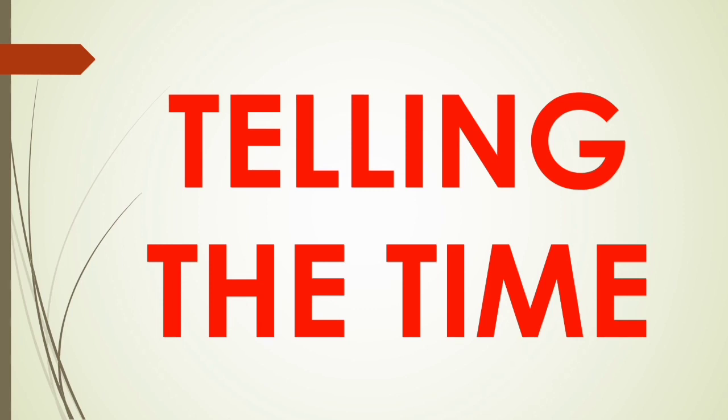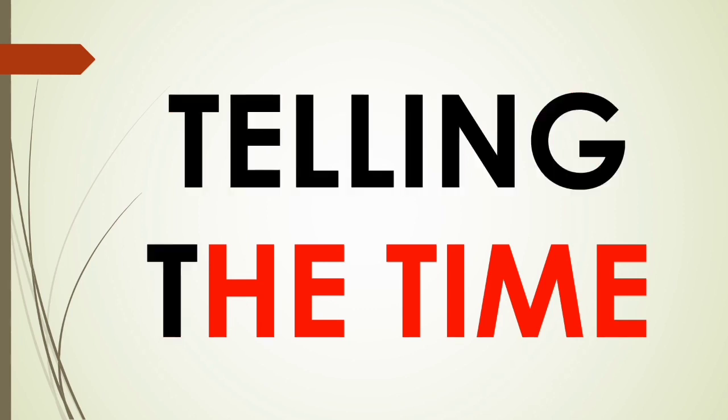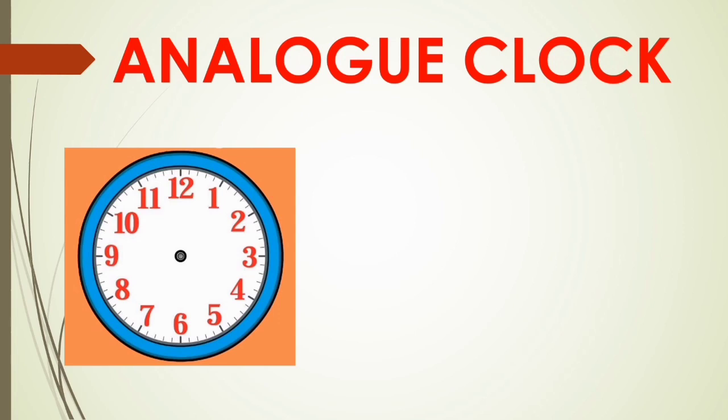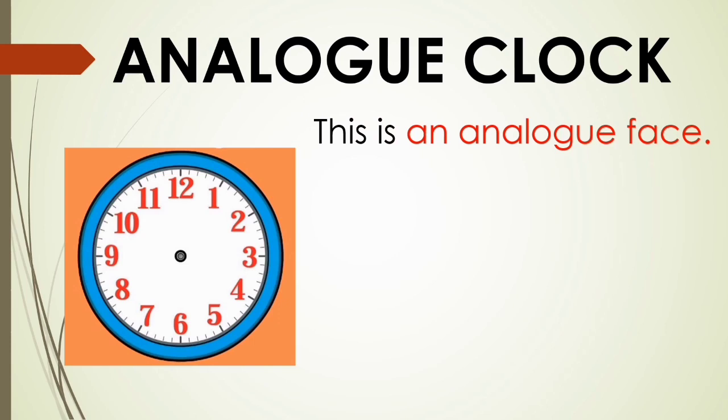Okay, now our topic is telling the time. I will teach you how to tell the time, and later on, we will apply the simple present third person. Are you ready? Okay, let's start. Now I want you to look at the picture. What can you see? It's a clock. Okay, everybody, let's read. Analog clock. This is an analog face or analog clock face.